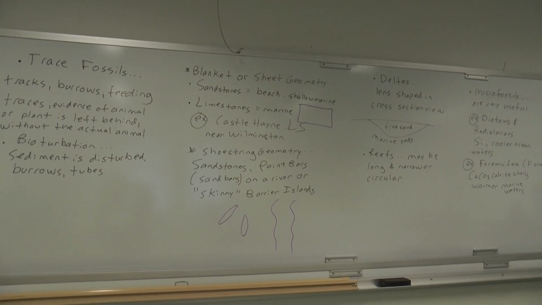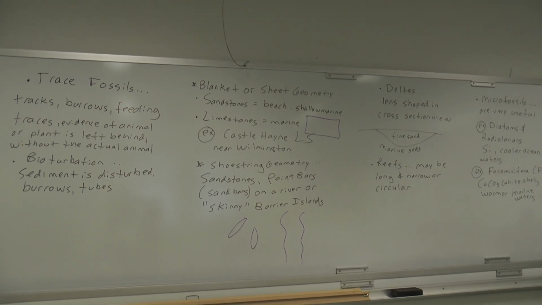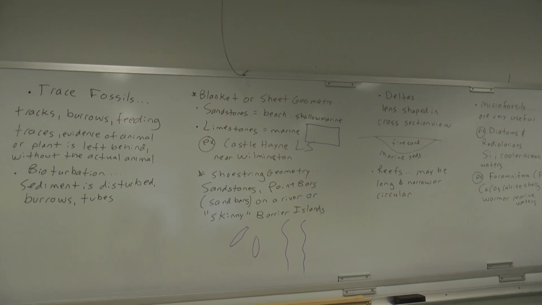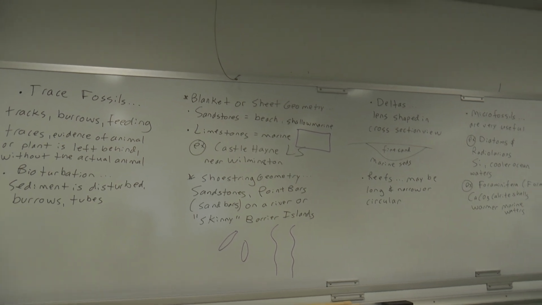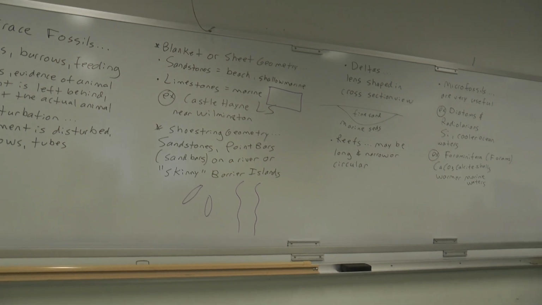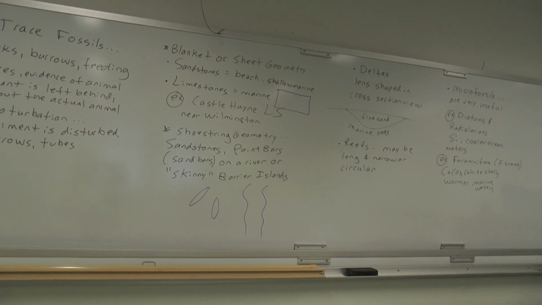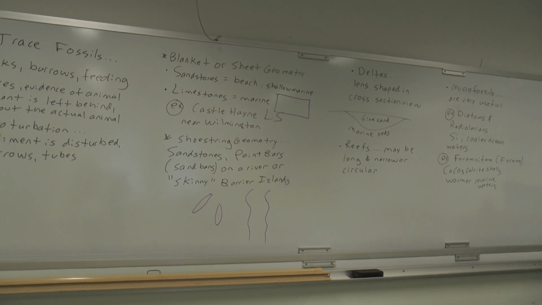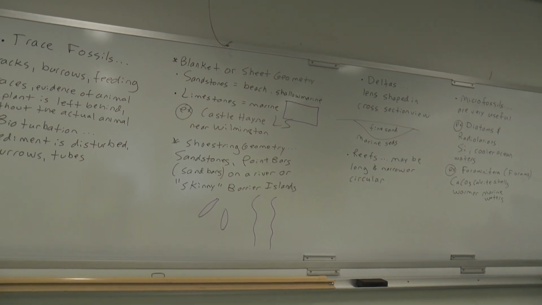Okay, so the two little drawings there on the left in the purple, those are representing point bars, also known as sandbars, on ancient rivers. Your shoestring geometry might also represent skinny barrier islands, and that's what we see there on the right, a rather skinny barrier island. We refer to that more linear design there as shoestring geometry.